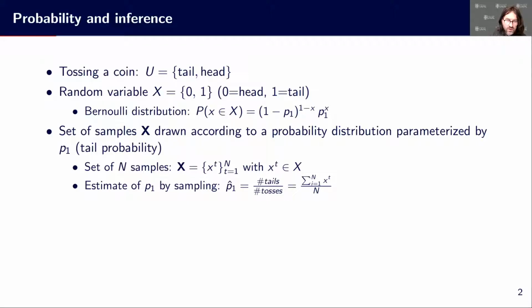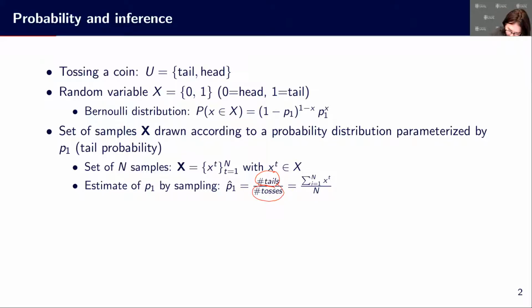So we generate these n samples, and we want to know what is the P1 underneath that is producing these samples, these outcomes. We see that P1 hat here is equal to the total number of tails that we have in our sequence divided by the size of that sequence, the number of tosses.